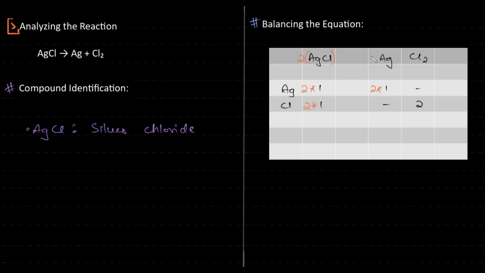And so we have 2 AgCl. Exposure to sunlight will give us 2 Ag and Cl2. So this is in presence of sunlight. And this is a solid. This too is a solid. And this is a gas.